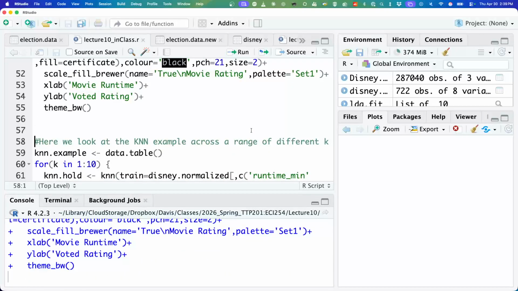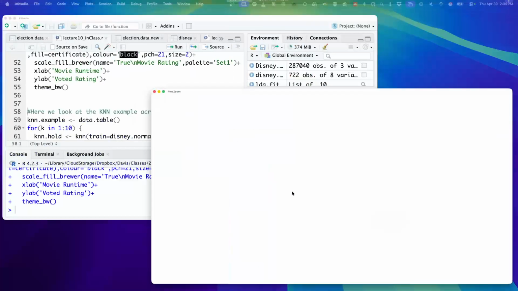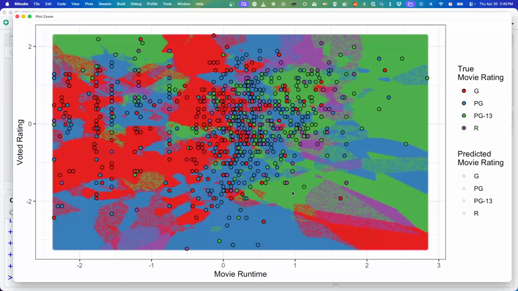Let's see what this looks like for k equals 5. I'm not doing cross-validation right now. I'm just running it based on k equals 5. You can get a lot more non-linearity with this, right? Maybe I'll do it with the cursor.